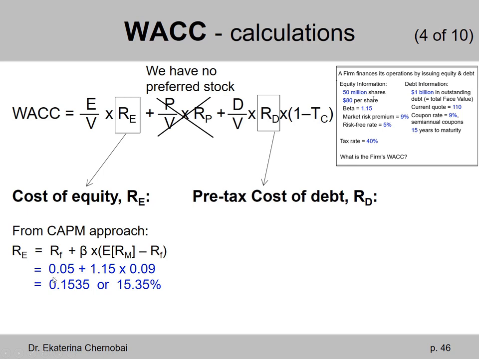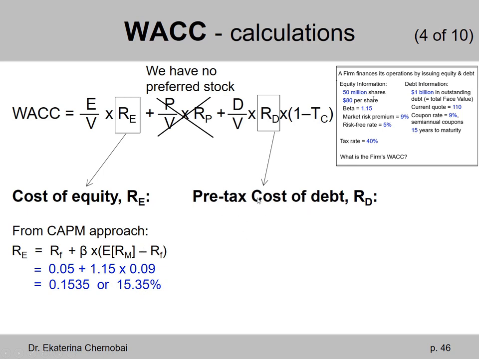Okay, so the calculations give us 0.1535, which is 15.35%. So 15.35% is what it costs the firm every year to give back to stockholders for the money that they provided for the firm. So out of the money that they provided to the firm for its businesses, 15.35% of that needs to go back from the firm every single year. That's the annual cost of equity.